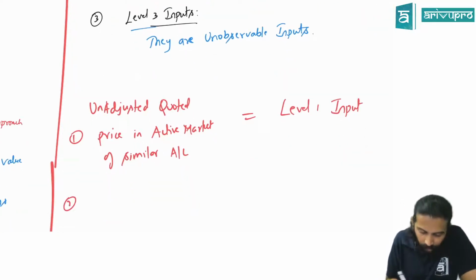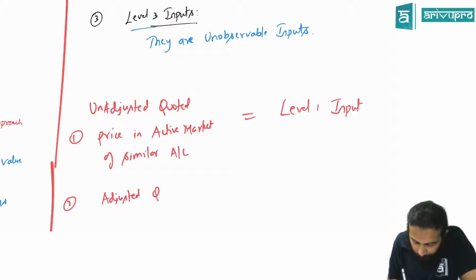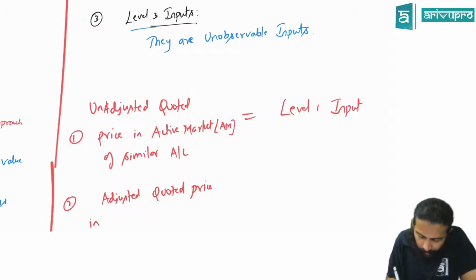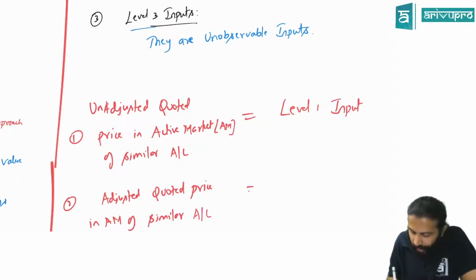No, you are not taking the unadjusted price only. Rather, you're taking the quoted price in active market, but you are adjusting it. Or can I write it like this? Adjusted quoted price in active market. We'll write active market as AM here, okay? In active market of similar assets and liability is equal to level 2 input.